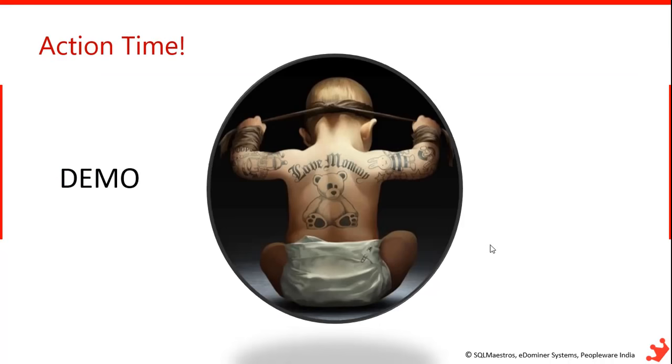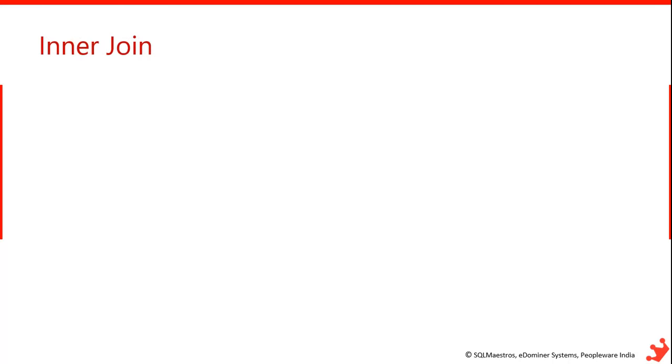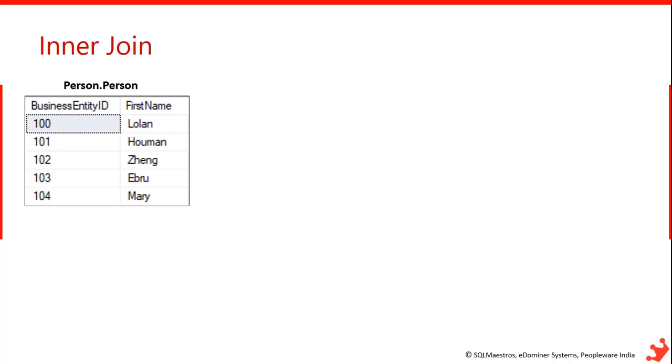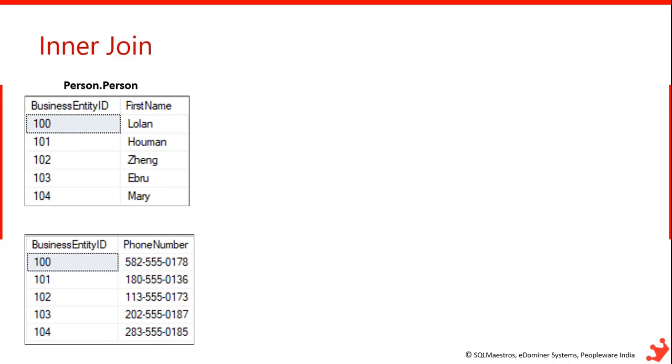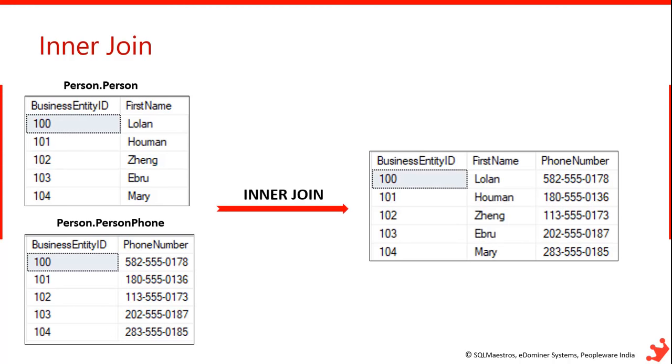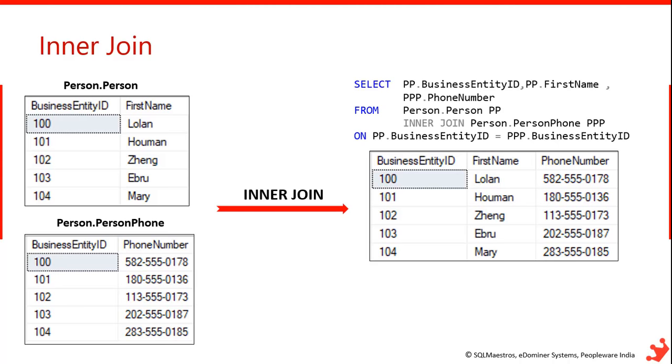Let us see one more real-time example in the AdventureWorks database. We have the Person.Person table having a few records, and we also have another table called Person.PersonPhone. Whenever the business entity ID matches, we need to get the first name and the respective phone number. If we want to get this kind of output, we need to perform an inner join between these two tables. To perform the inner join, this will be our select query.